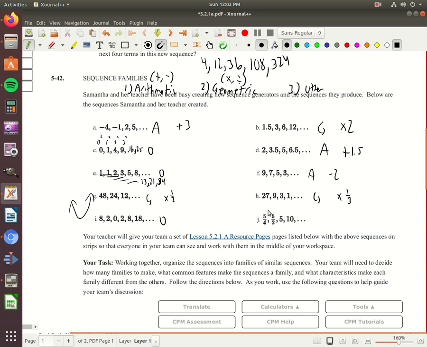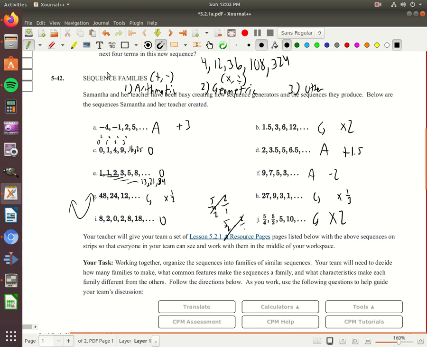And on this one, it may not look like it, but it's geometric, and we're multiplying by 2. If I multiply 5/4 by 2, I get 5/2. If I multiply 5/2 by 2, I get 5. And then obviously 5, 10. So the next ones would be, I don't know, what? 20, 40, 80, etc.